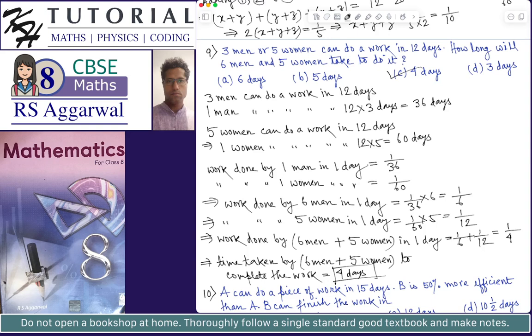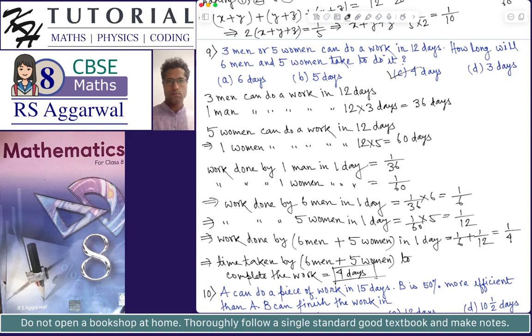This we have found from the given fact that 3 men or 5 women can do a work in 12 days. So we have 3 men can do a work in 12 days. Obviously, one man will do it in more number of days, and the number of men and the number of days are inversely proportional. So their product must be constant. So we must have one man can do a work in 12 into 3 days, that is 36 days. Similarly, one woman can do the work in 12 into 5, 60 days.